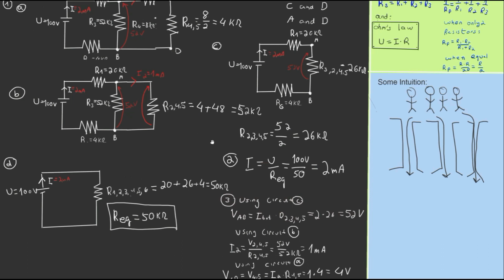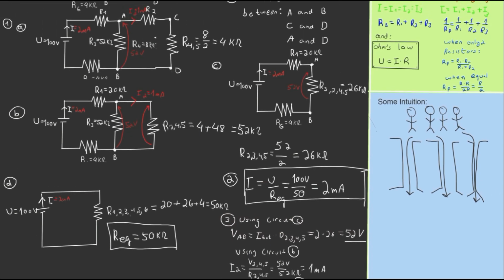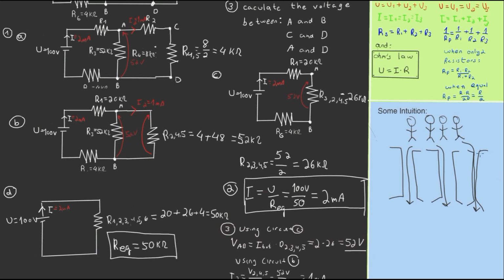Okay, by now we have the circuit's equivalent resistance. We have the total current. We have VAB, that's here. We have VCD. So what's missing now? Let's move and see the question. The only thing that's missing for us now is the voltage between A and D. The voltage between A and D. Let's see what that means.